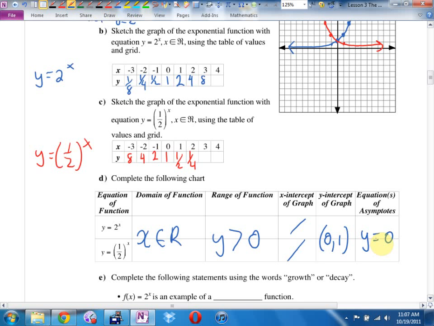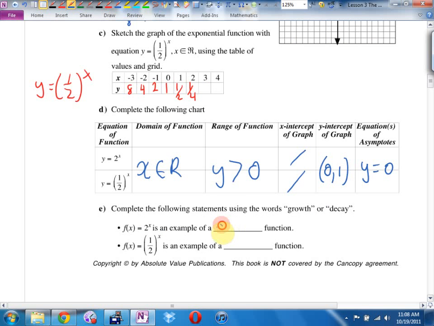You have to go early or something? Okay. Oh. Growth. Decay. Dear Mr. Dueck, you are my favorite math teacher. I've attached $5 here. Excellent.